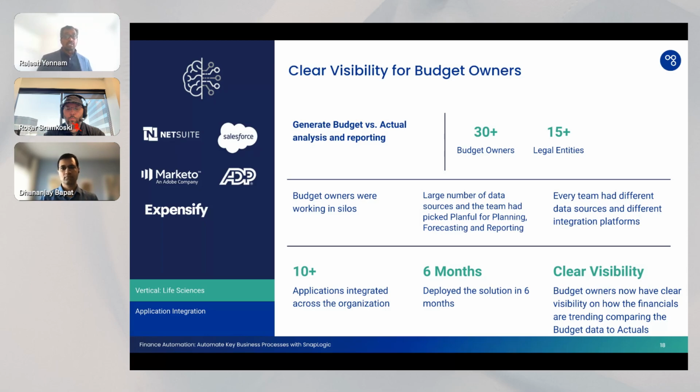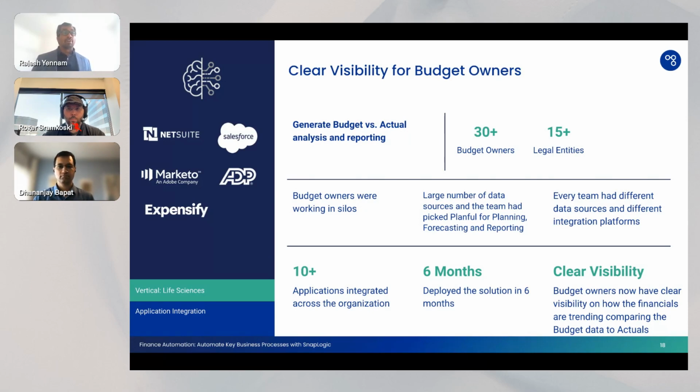Now, if we look at the technology aspect here, again, SnapLogic was used to extract the data from various sources. In this case, it was NetSuite for the various ERPs, the CRM data was in Salesforce, expenses were in Expensify, and the people data, the HRIS, was in ADP. All of a sudden, you have various data sources. Budget owners were in IT, marketing, manufacturing, supply chain, customer support, right? Various teams, various sources, completely disconnected.